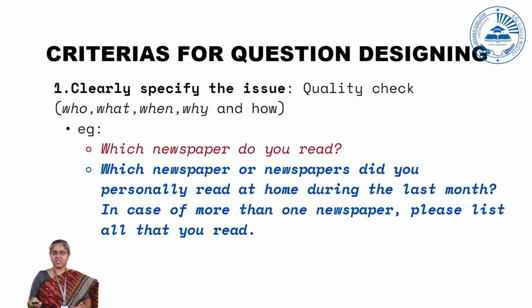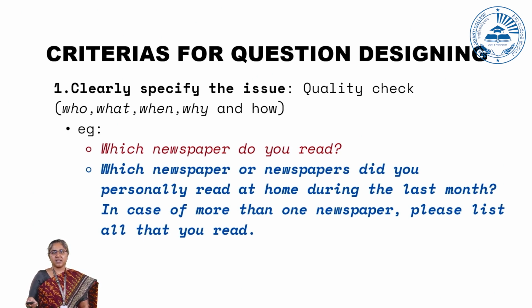2 sentence examples are given below. The one, which newspaper do you read, does not qualify, it does not answer all the questions who, what, when, why, and how. So that it is not a good question to be put into your questionnaire. Whereas the second question, which newspaper or newspapers did you read personally, read at home during the last month? In case of more than one newspaper, please list all that you read. Here, this question answers all the questions stated above: who, what, when, why, and how. And hence, it's a complete question that can be included in your questionnaire.